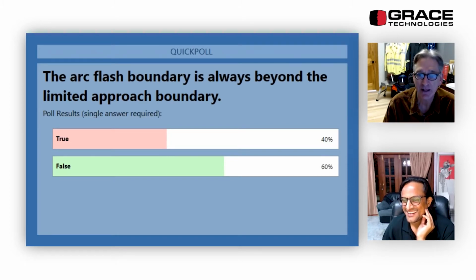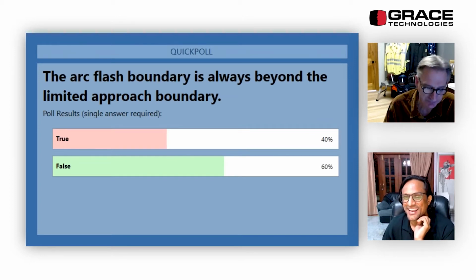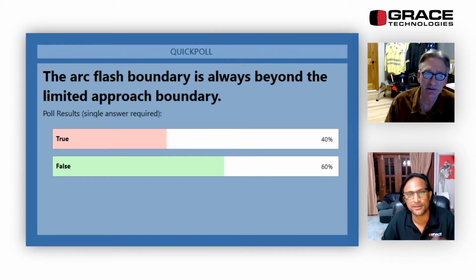So 60% of the people got that right. You can pat yourself on the back. Can you explain why someone would think it's true? Because there is a reason why someone would think that as well, right? Do you want to explain the reason from that perception?